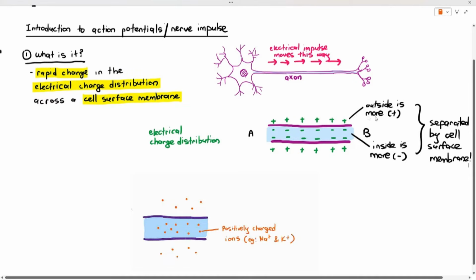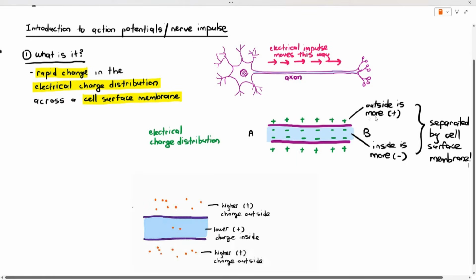So, there is not much of an electrical charge difference between the two areas. Now, if we were to push more of the ions out of the axon, we notice that there is a higher concentration of positive ions outside the cell, and it's lower inside the cell, or inside the axon in this diagram.